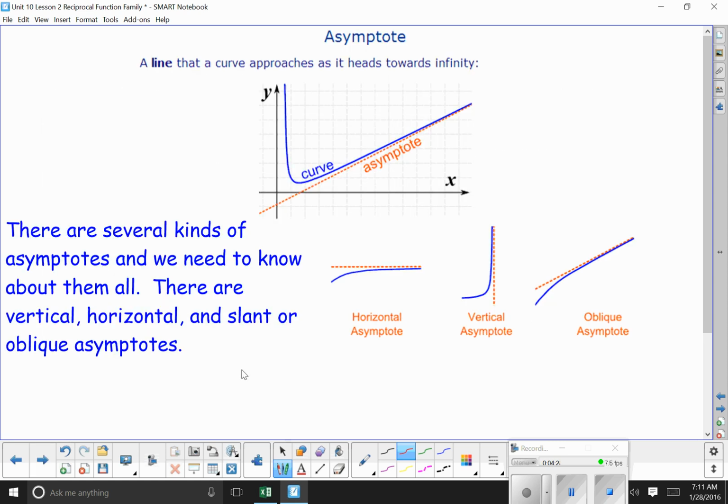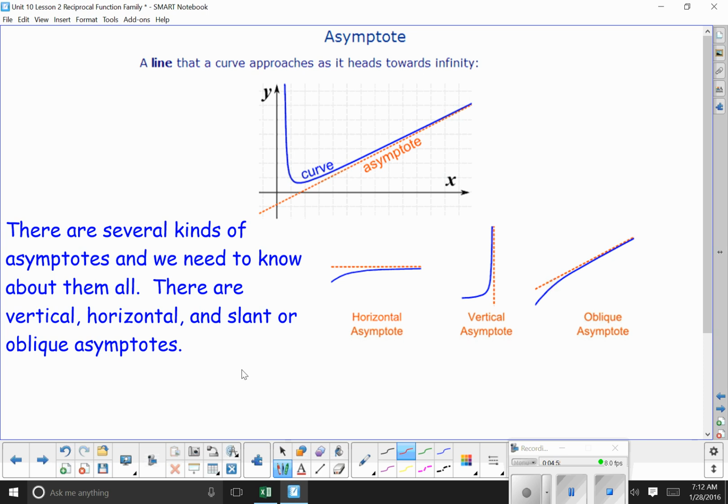Now, an asymptote is a line that a curve approaches as it heads toward infinity. Now, there are several kinds of asymptotes, and we need to know about them all. There are vertical, horizontal, and slant or oblique asymptotes. Slant asymptotes are sometimes referred to as oblique.